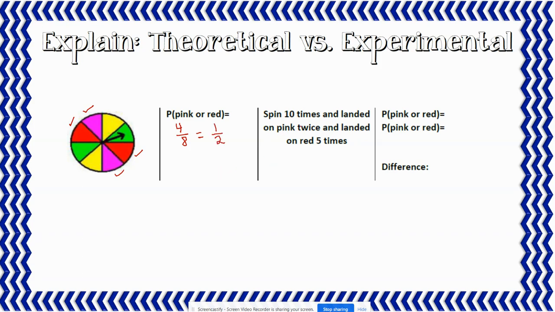Now, experimentally, we're going to spin 10 times, but we land on pink twice and we land on red 5 times. So in total, we landed on either a pink or a red 2 and 5 times or 7 times total. So the probability of pink or red is that we landed on those 7 times out of 10 total spins. So for this, we're comparing the theoretical probability of 1/2 to the experimental probability of 7/10. Well, I know 7/10 is larger, so in this case, my experimental probability was greater than my theoretical probability.